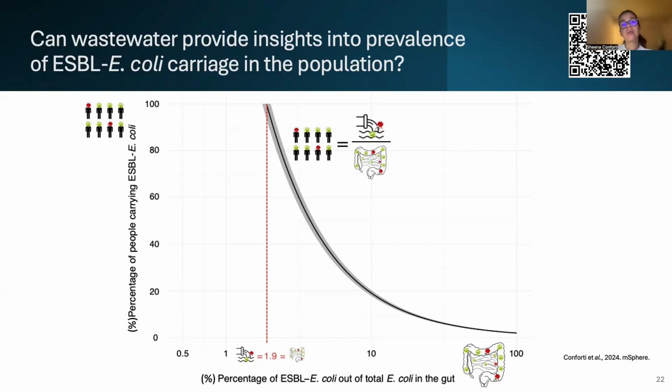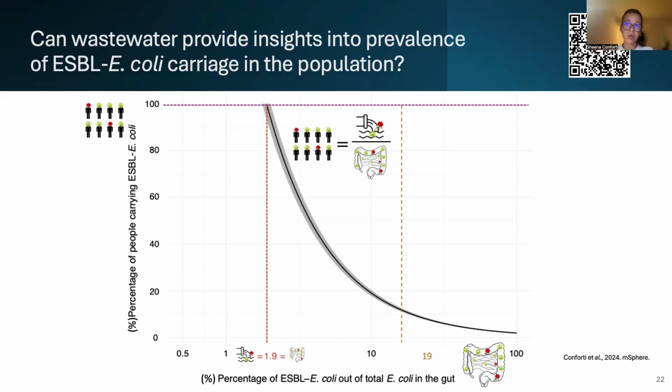So if we assume that the people that carry ESBL E. coli in their gut have also 1.9%, then this means that 100% of people carry ESBL E. coli in Switzerland. However, the higher the percentage in the gut of the carrier, the lower the percentage of people that are responsible for shedding this 1.9% into the wastewater that we found.